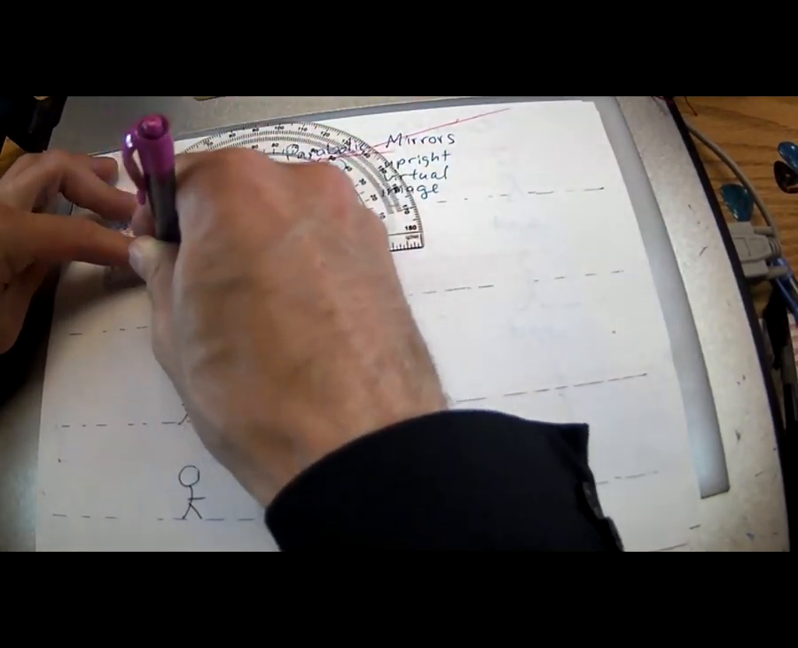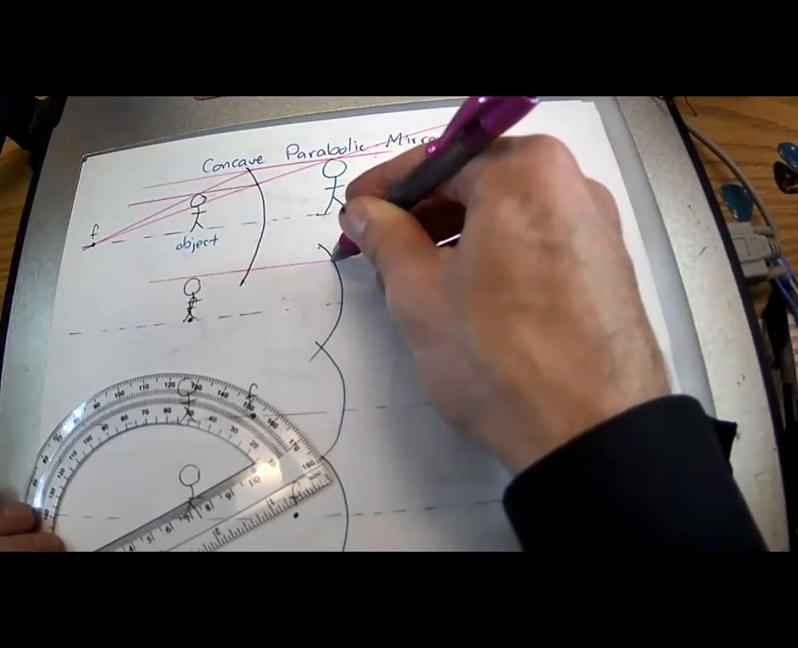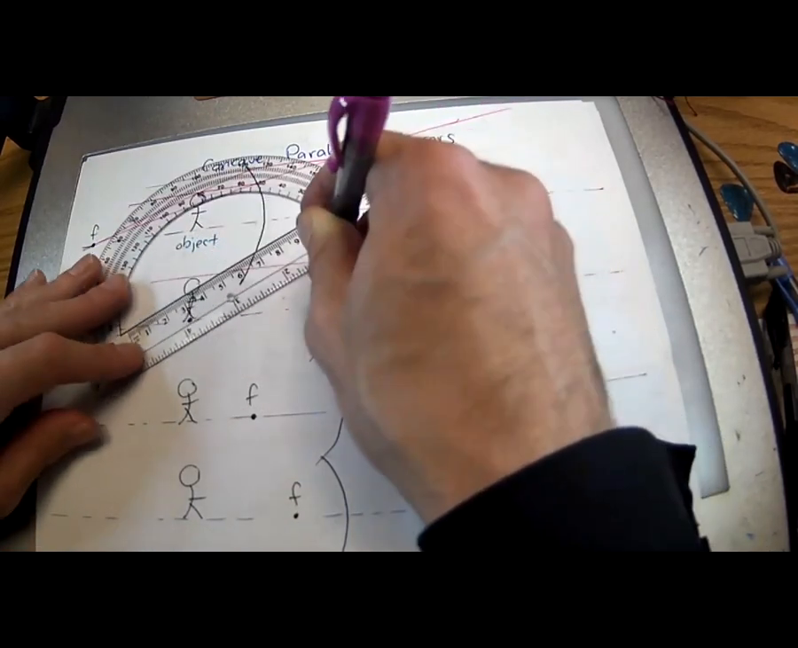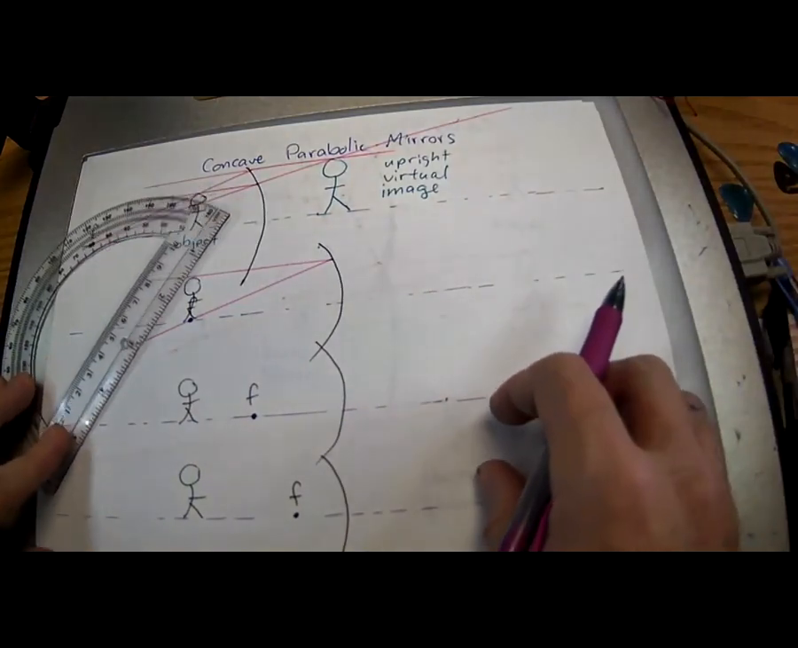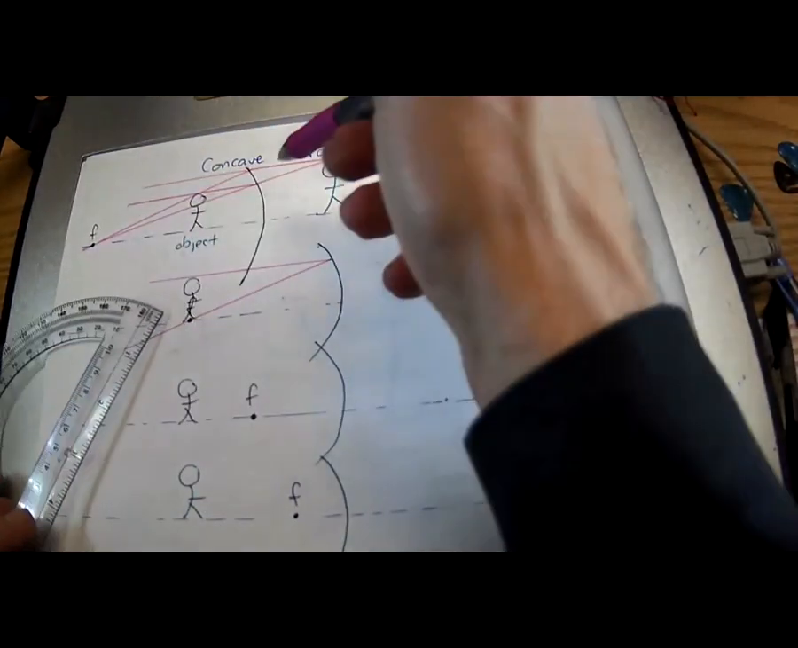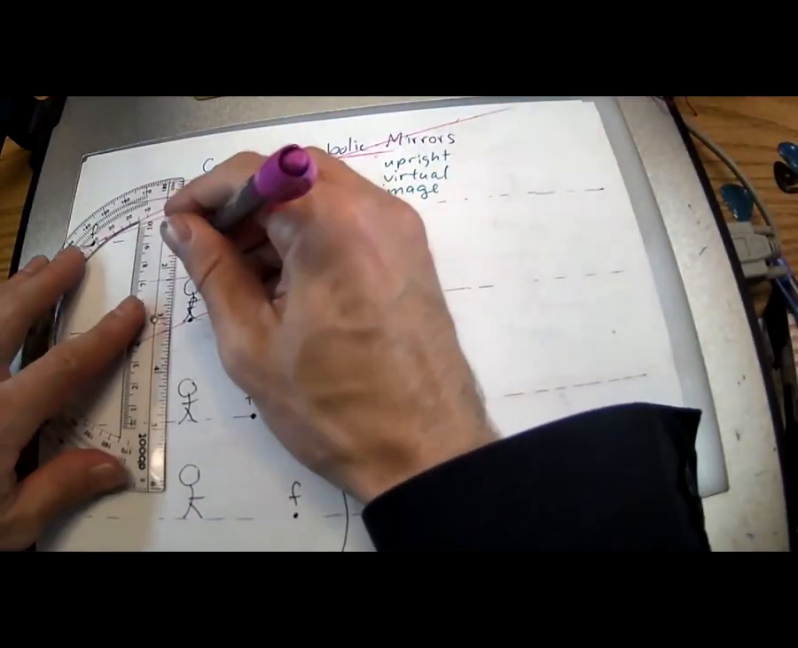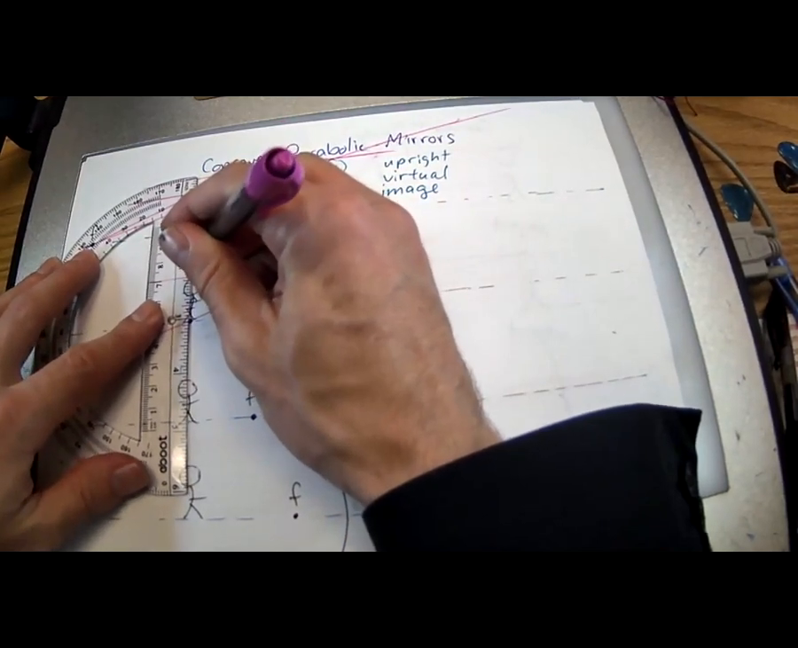So let's do the same method we've been doing. A ray of light from the top of his head, parallel to the ground, bounces off, going straight through the focal point. So far it's all good. But remember what we did yesterday and what we just did for the next ray of light? We went from the top of his head and connected that to the focal point.